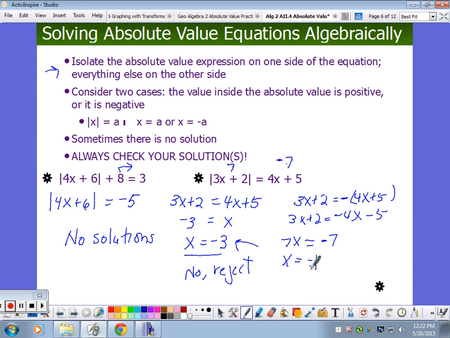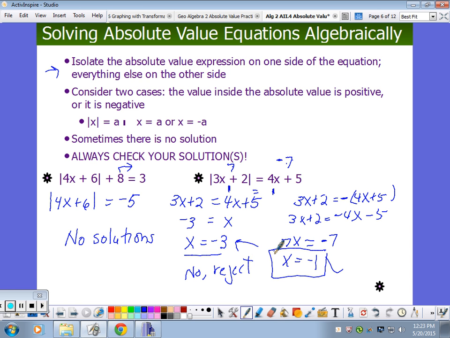Let's try negative 1. All right, so 3 times negative 1 is negative 3. And negative 3 plus 2 is negative 1. Take the absolute value and get 1. Let's plug the negative 1 in here. 4 times negative 1 is negative 4 plus 5. Oh, that one does work. 1 and 1. So I do have a solution, but only one. Only one of them works.